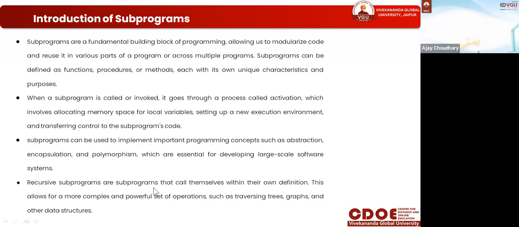Recursive subprograms are subprograms that call themselves within their own definition, which means when we call ourselves, it is called a recursive method. We write a code once and call that code many times. These are the features of recursion. So these definitions are defined on themselves: they define their own calling feature, their subprograms.